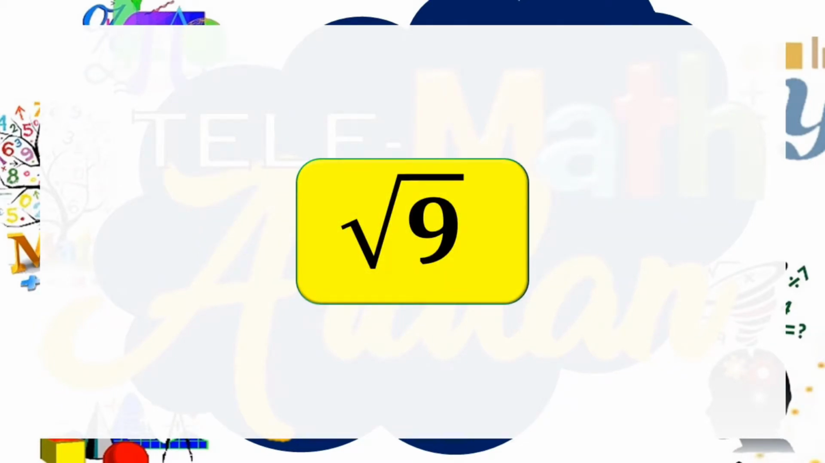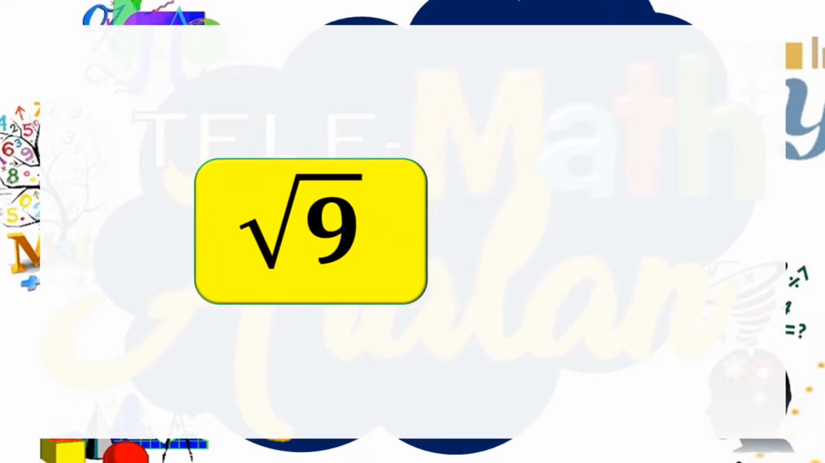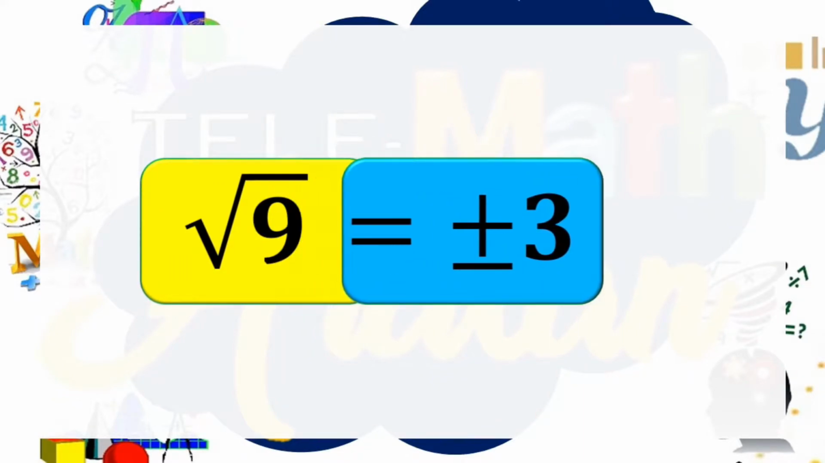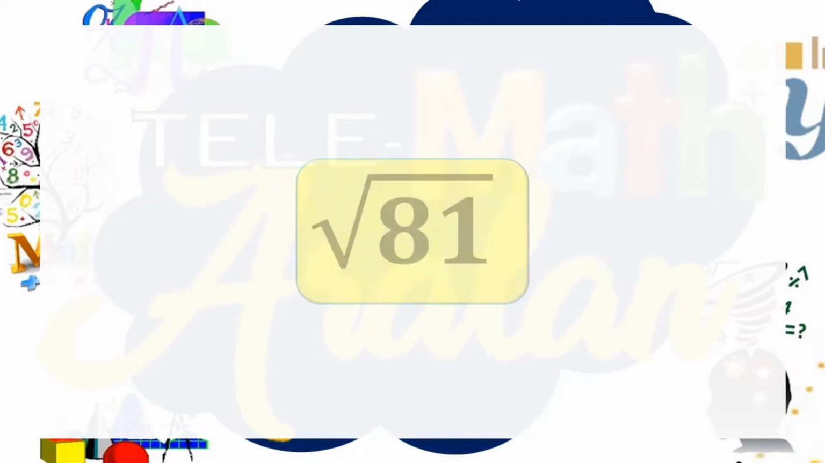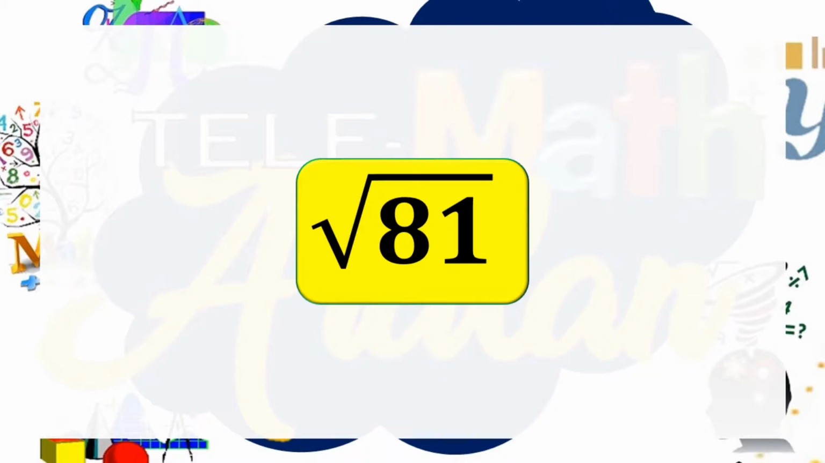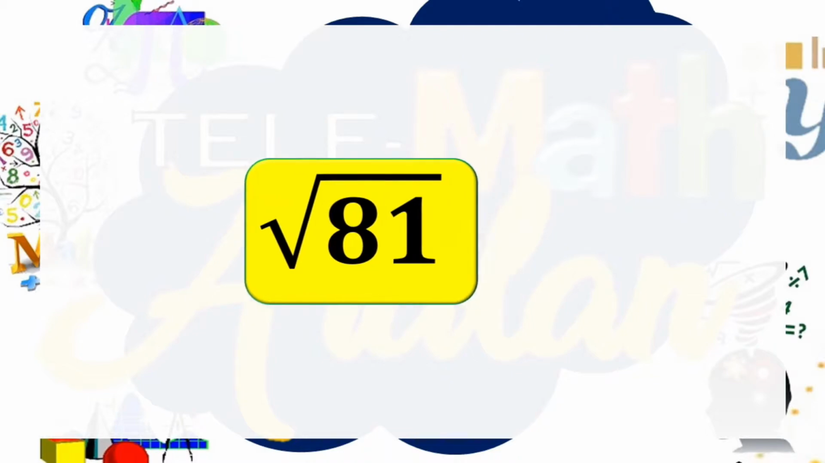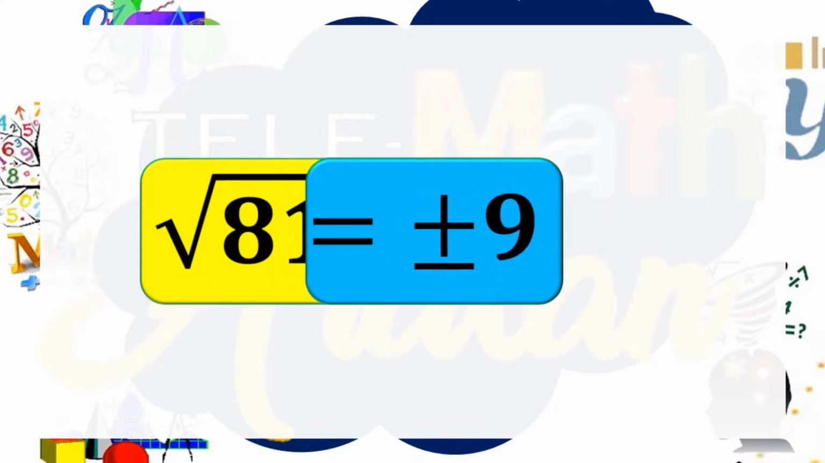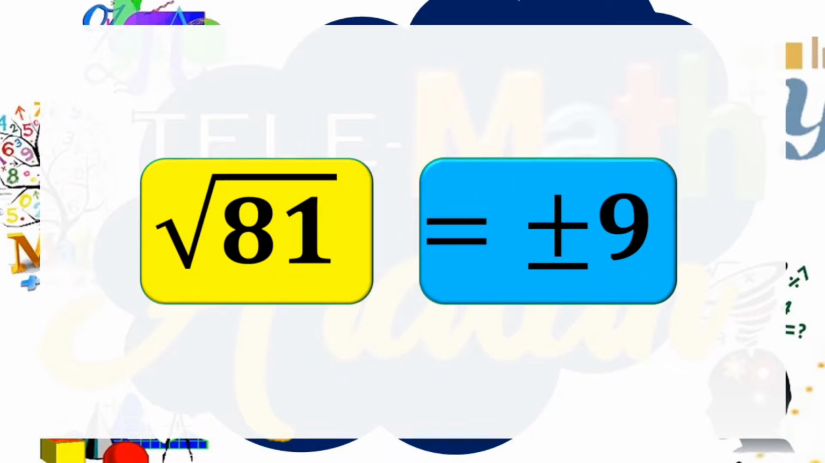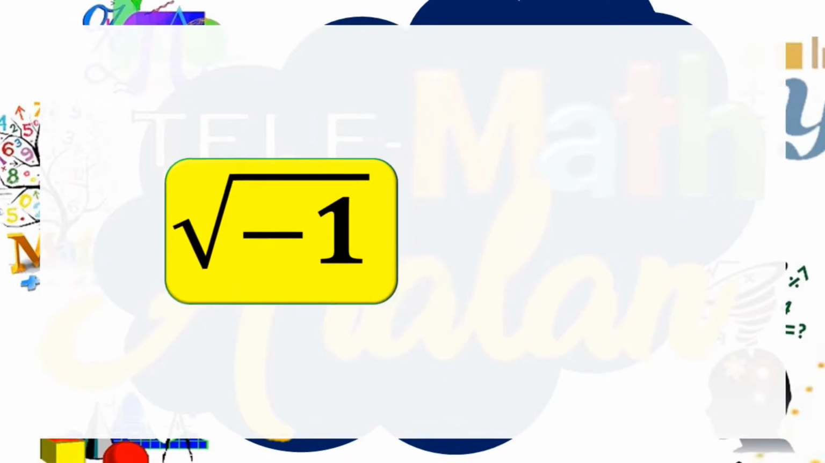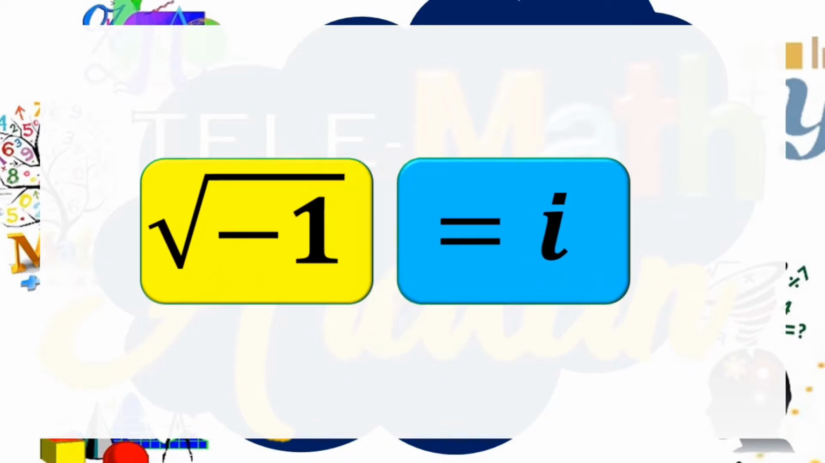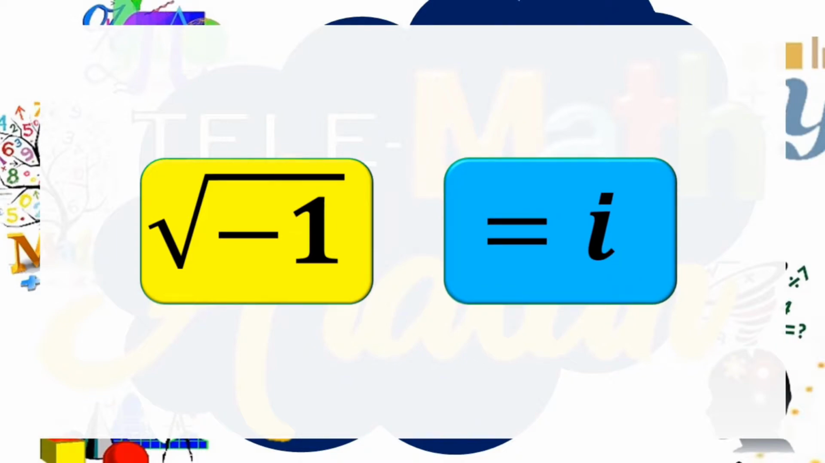What is the square root of 9? Very good. The square root of 9 is positive or negative 3. How about the square root of 81? Correct. The square root of 81 is positive or negative 9. Do you know the square root of negative 1? Brilliant! The square root of negative 1 is imaginary.